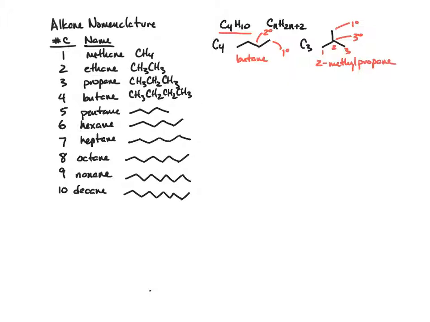Let's go ahead and look at another example. Given the molecular formula C5H12, so notice we've increased 1 carbon and we've added 2 more hydrogens, and that follows our general formula CnH2n plus 2. And if we're logical about what we do here, we're going to draw the C5 chain first. So again, this is going to be pentane.